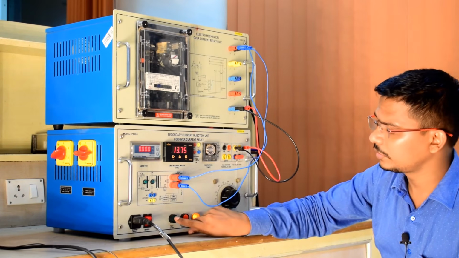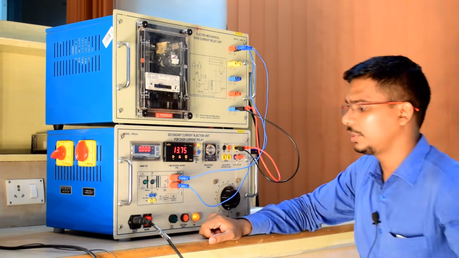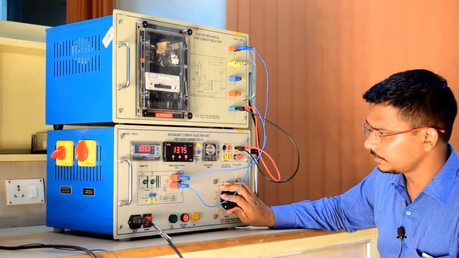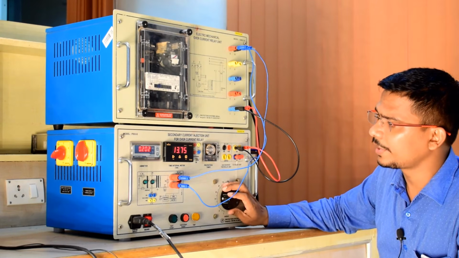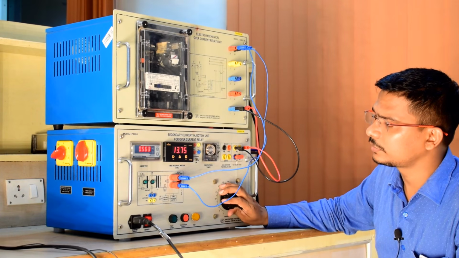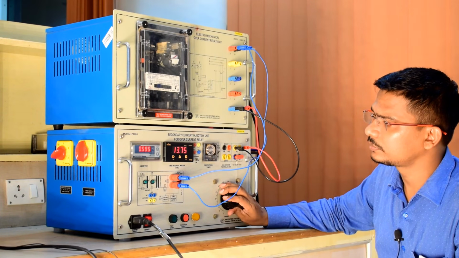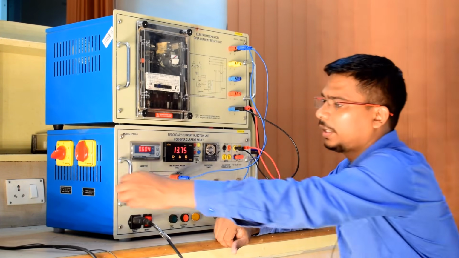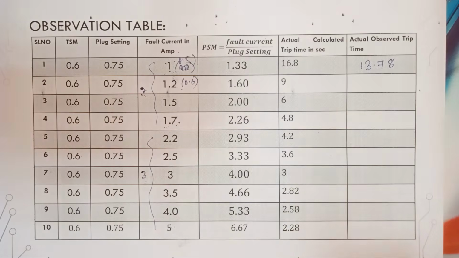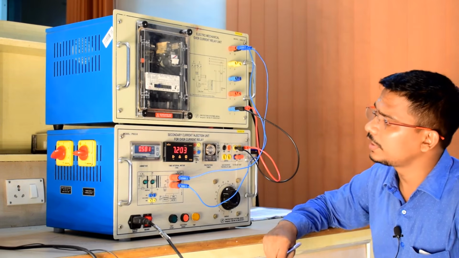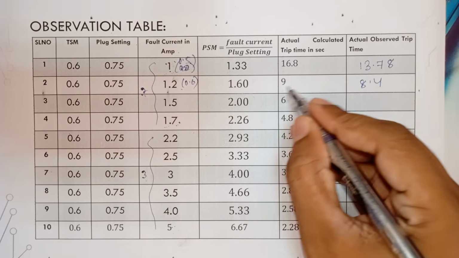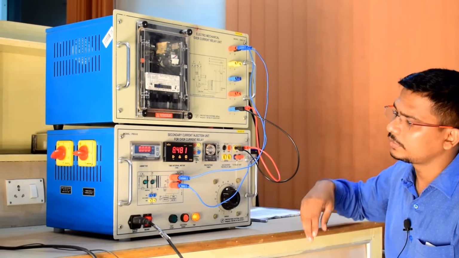So again make this 0, and put the switch position to 1. Then the tap reset. Then we have to see 0.6. And we'll apply the current again. So we will see here how much trip time the relay is giving: 8.4 seconds, and here we have calculated 9 seconds.